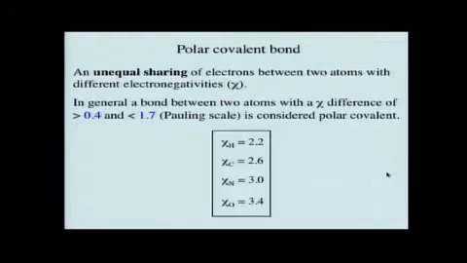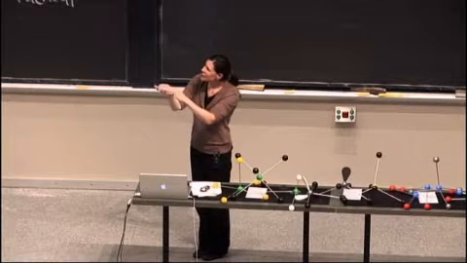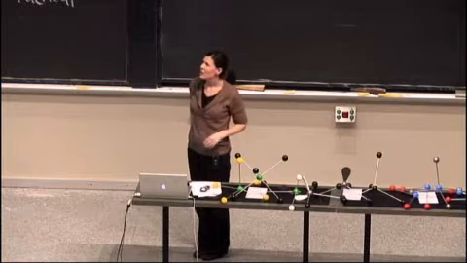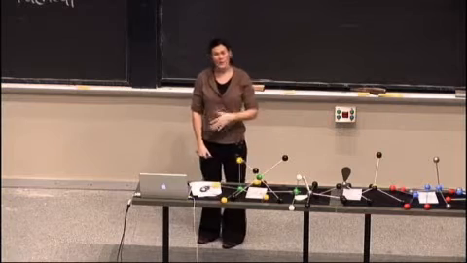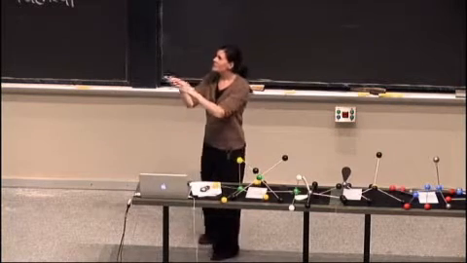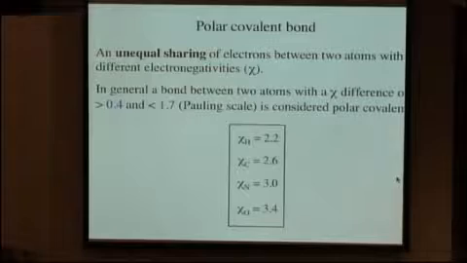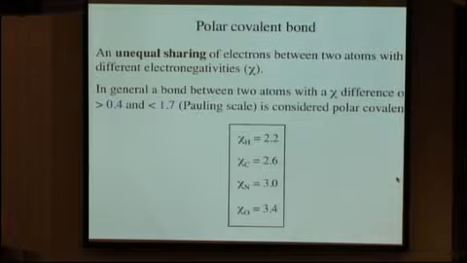So for example, if we compare the chi values for hydrogen versus carbon, we see they only have a difference of 0.4. 0.4 is not greater than 0.4, so we would not call this a CH bond polar covalent. We would just call it covalent. In contrast, if we talk about a carbon-oxygen bond, now we have a chi difference of 0.8, so that is greater than 0.4, so we'll call a carbon-oxygen bond polar covalent.